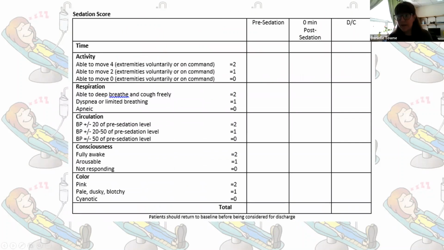On the back of that record, at the top part of the page, you'll see a more robust sedation score that needs to be completed before the medication's given, so their pre-sedation score, after, and at the time of discharge.